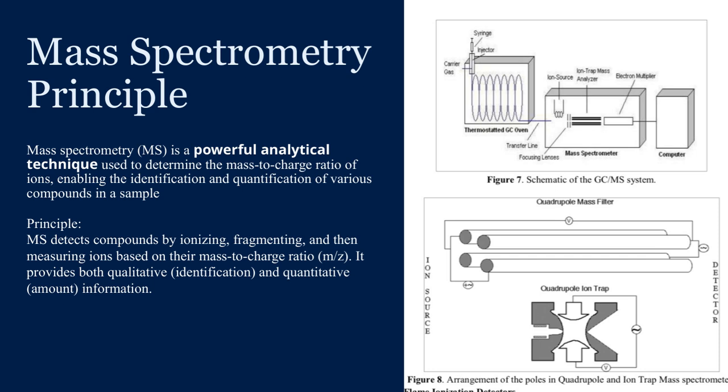This process gives us two key types of information. First, qualitative data, which tells us what compounds are present. And second, quantitative data, which reveals how much of each compound is in the sample. So, in essence, mass spectrometry helps us identify and quantify compounds with high precision, making it an essential technique in many scientific fields. This ties into the overall theme of understanding complex mixtures at a detailed molecular level.